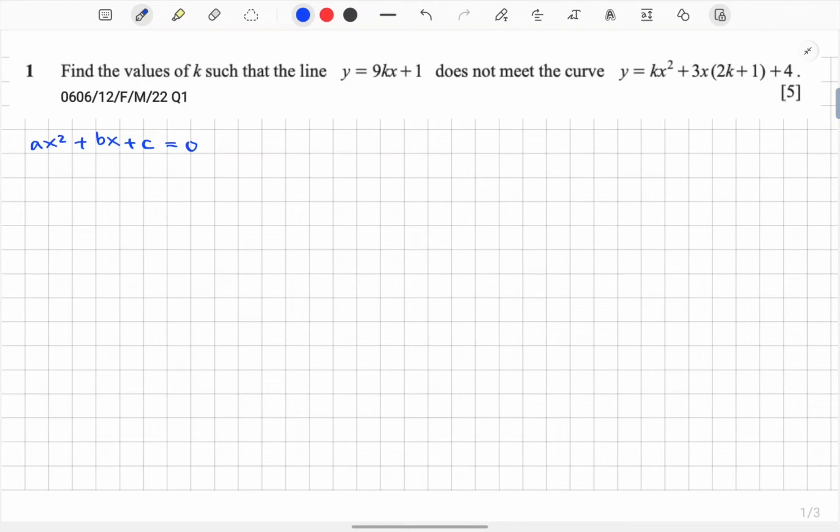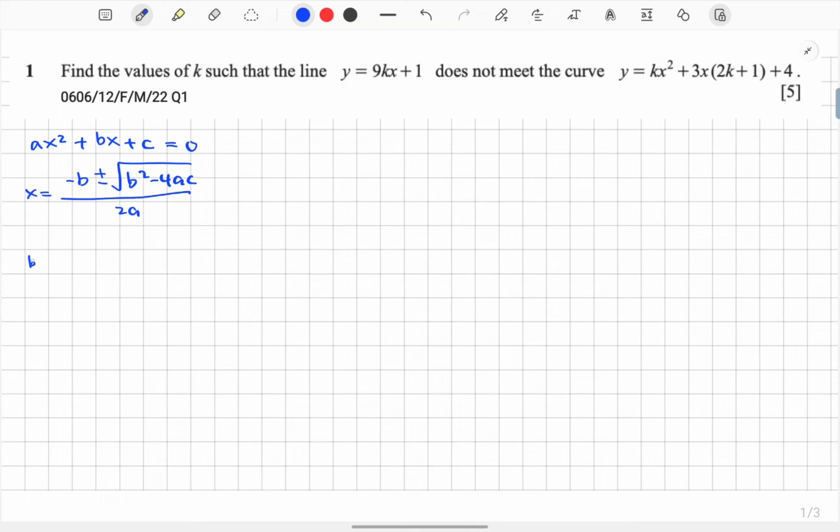And the solution to this equation is negative b plus or minus the square root of b squared minus 4ac, all over 2a. And the important part of this formula is the expression inside the square root. It is called the discriminant.